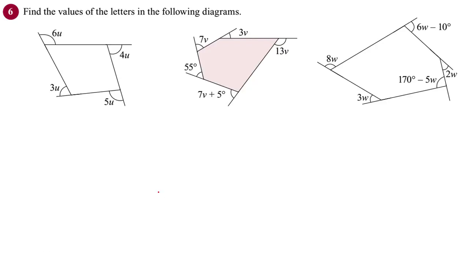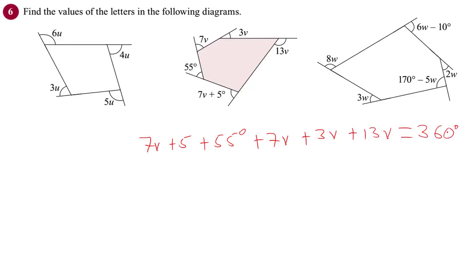So what you need to do is to form an equation. Start with the 7v, so put 7v there, plus 5, then go to 55, then go to 7v, then go to 3v, then go to 13v. Okay? If you add all of them together, the answer is 360.